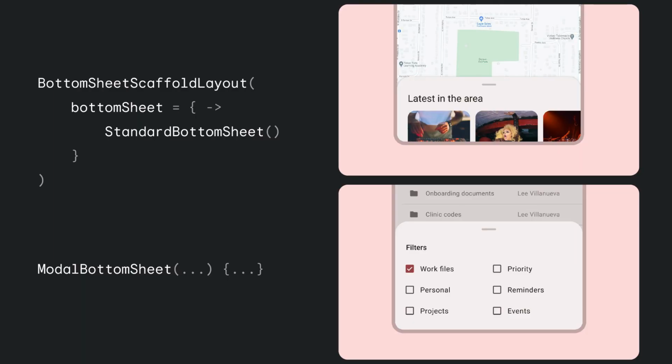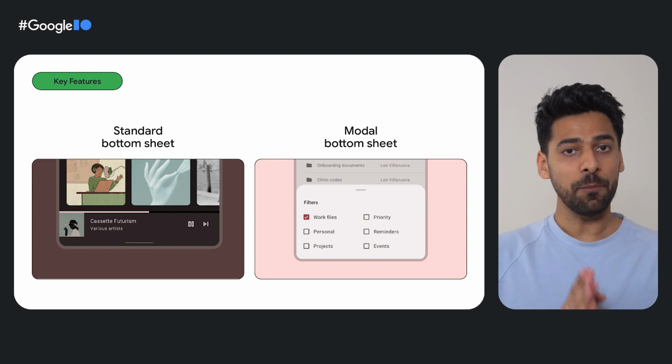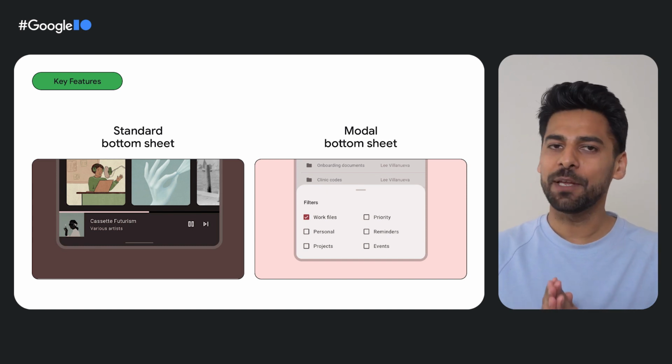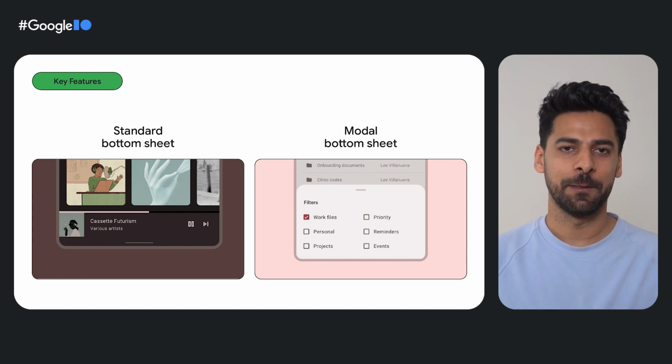Bottom sheet is a commonly used component in apps, and we are happy to share it's available with the latest 1.1 release. There are two variations, standard bottom sheet and modal bottom sheet, to fulfill your various use cases. Standard bottom sheet is used with bottom sheet scaffold, while modal bottom sheet can be used as a standalone component.